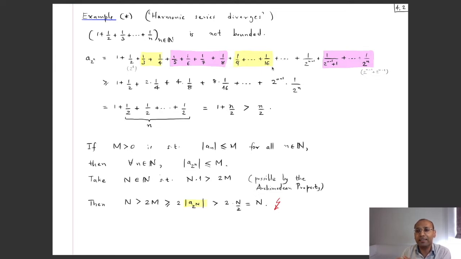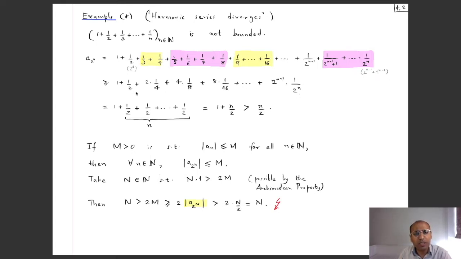Similarly, the next 8, I replace all of them by 1 by 16. So this yellow grouping is bigger than or equal to 8 times 1 by 16. And all the way up till in this last grouping, there were 2 to the power n minus 1 terms. And I replace each of the summands by the smallest one, which is 1 by 2 to the power n. So I get 2 to the power n minus 1 times 1 by 2 to the power n. Now notice that in each of these, you have 2 times 1 by 4 is half, 4 times 1 by 8 is a half, 8 times 1 by 16 is a half, and similarly this is also half. Right? This cancels against this, leaving a 2 in the denominator.